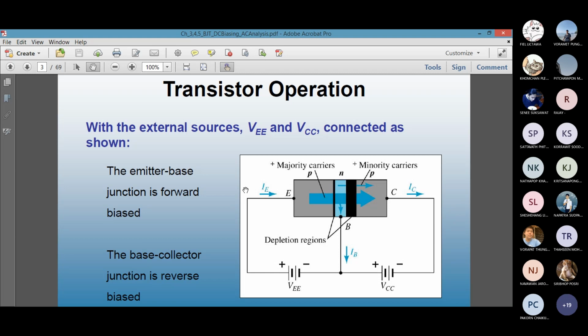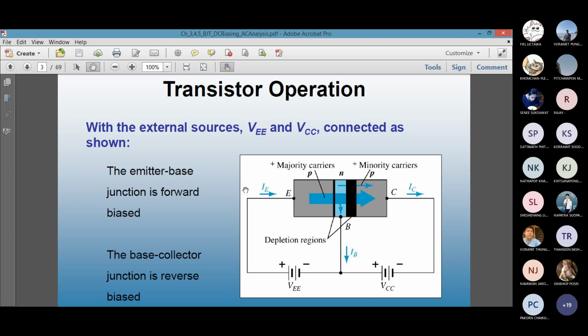Through the PN junction, you have a majority current flow, which is given by the wide and thick blue arrow. The NP junction is reverse biased, so the minority carriers will flow, and some small minority carriers can go to the base. There are three currents: base, emitter, and collector current.